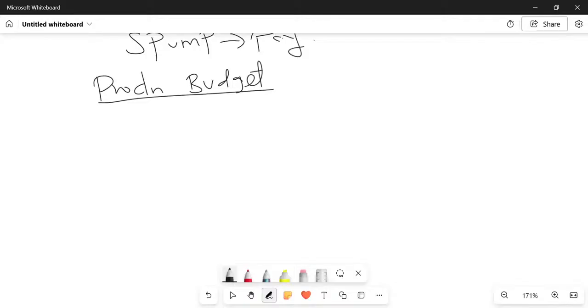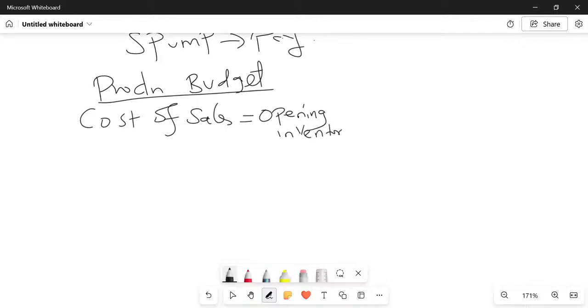So if they want me to give them cost of sales, this is what I will always remember: cost of sales equals opening stock or opening inventory, plus purchases, minus closing inventory or closing stock. Very, very important.